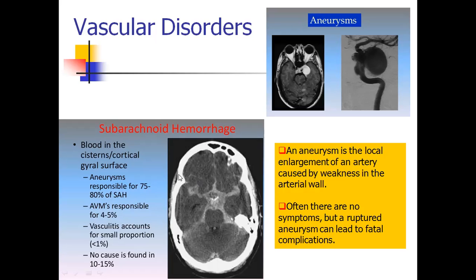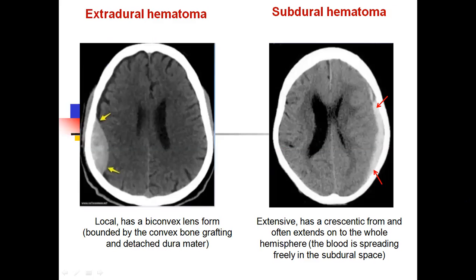Aneurysms, as you see, are responsible for 75 up to 80% of subarachnoid hemorrhage, and arteriovenous malformation or congenital anomalies of brain vessels are responsible for not more than 5% of cases. And vasculitis also accounts for a small proportion, not more than 1%, and no cause is found in 10-15%.